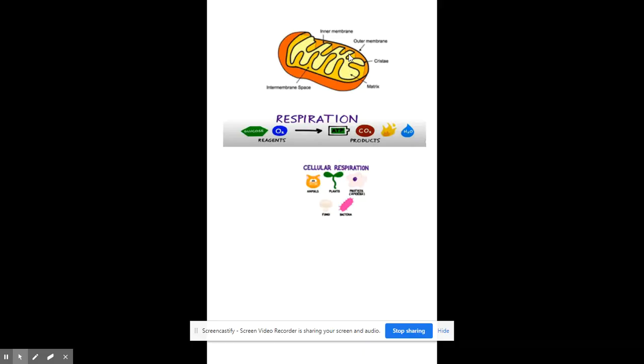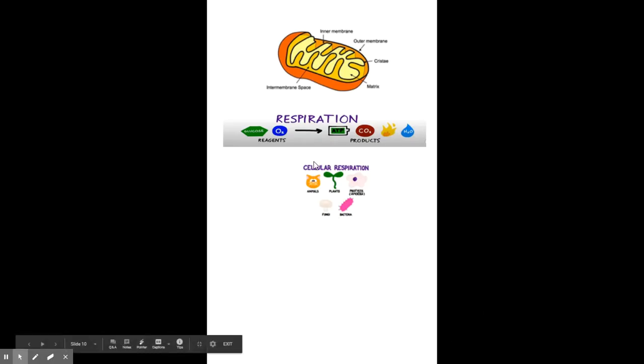The opposite of that is respiration. In eukaryotic cells, respiration happens in the mitochondria, and it starts out with glucose and oxygen. And in the process of respiration, ATP, CO2, and water are made. All living things, autotrophs and heterotrophs, producers and consumers, go through respiration.